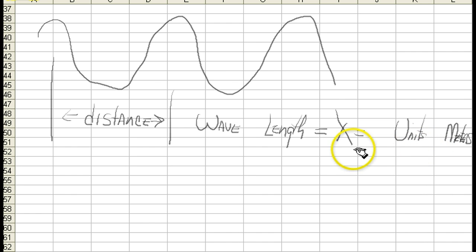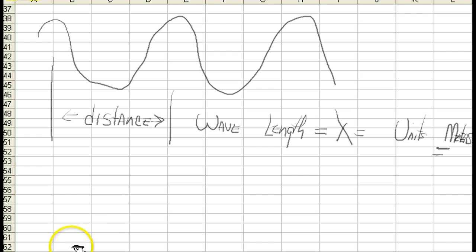Sometimes we describe wavelength in feet. Sometimes we describe it in inches, and sometimes we describe it in centimeters. But the typical units of wavelength is meters. So, the wavelength is the distance between the peaks on a wave.